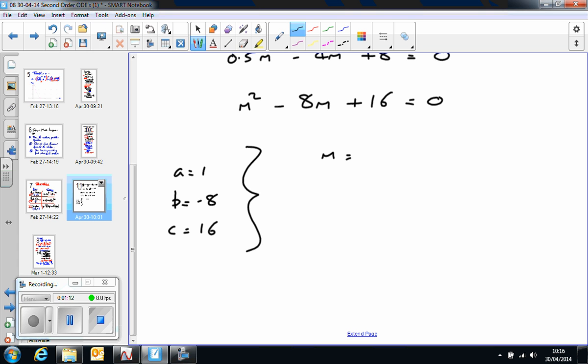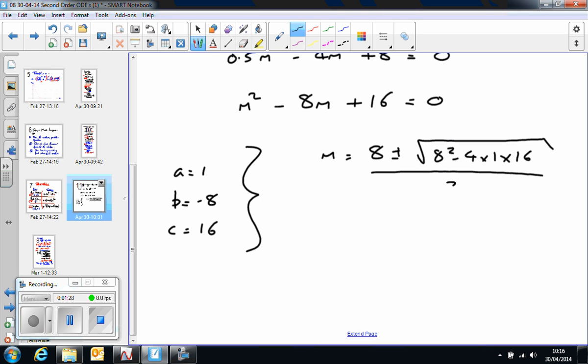So it's going to be minus minus 8, which is 8, plus or minus the square root of b squared minus 4 times a, which is 1, times c, which is 16, all over 2a, which is 2. And if I've engineered this correctly, we should find that the root is 0 this time. Okay? So in this particular case, if I look at the square root, 8 squared is 64, minus 4 16ths is 64. The root is 0.